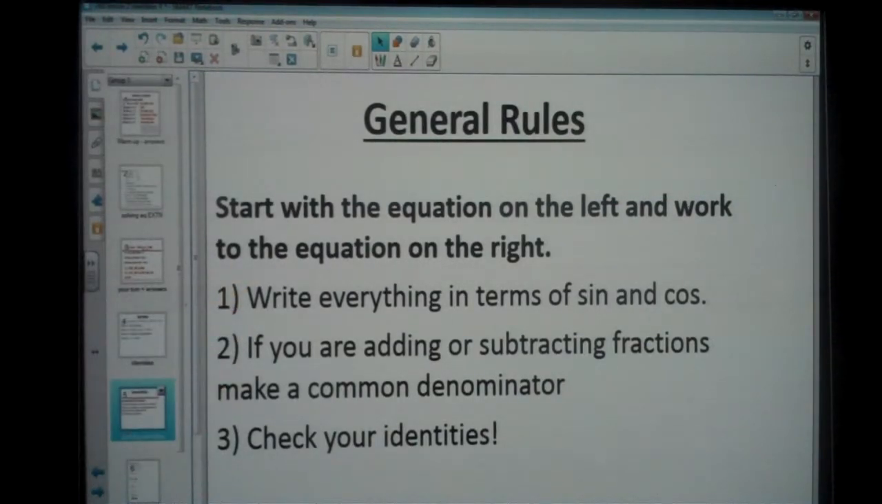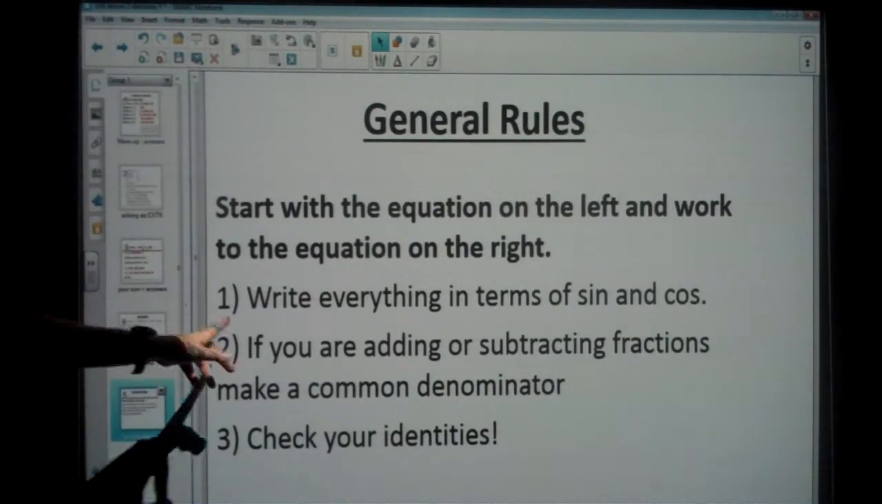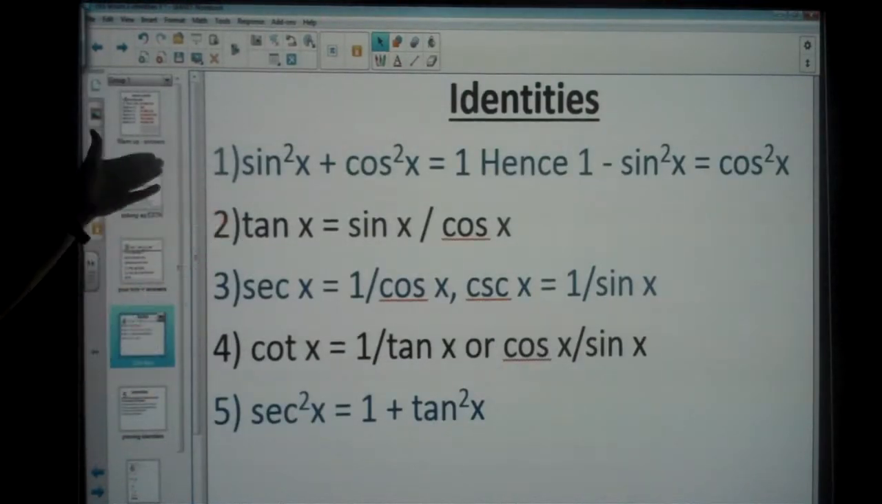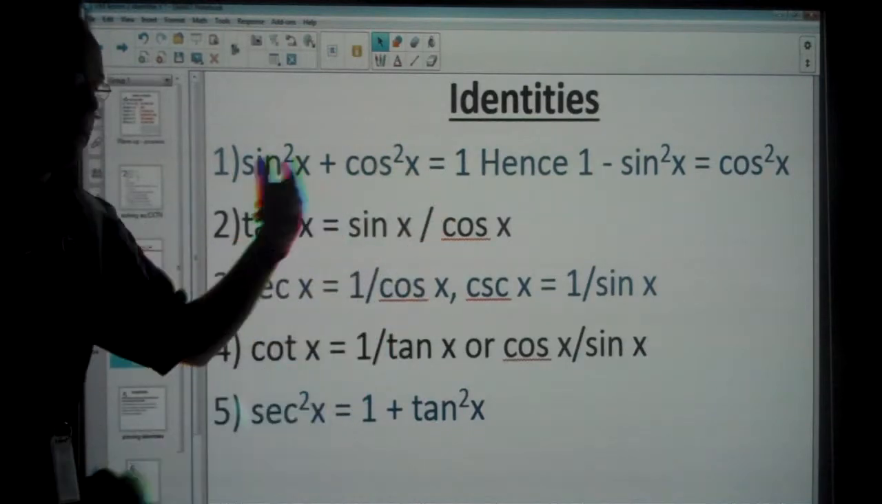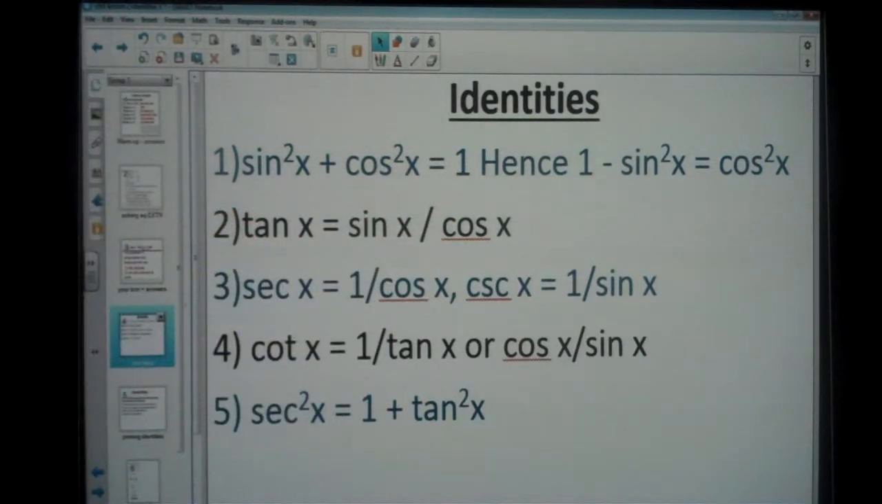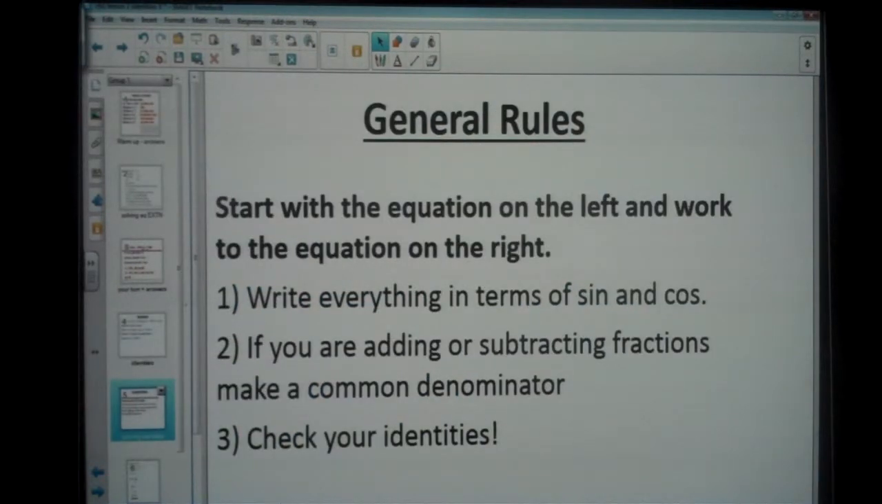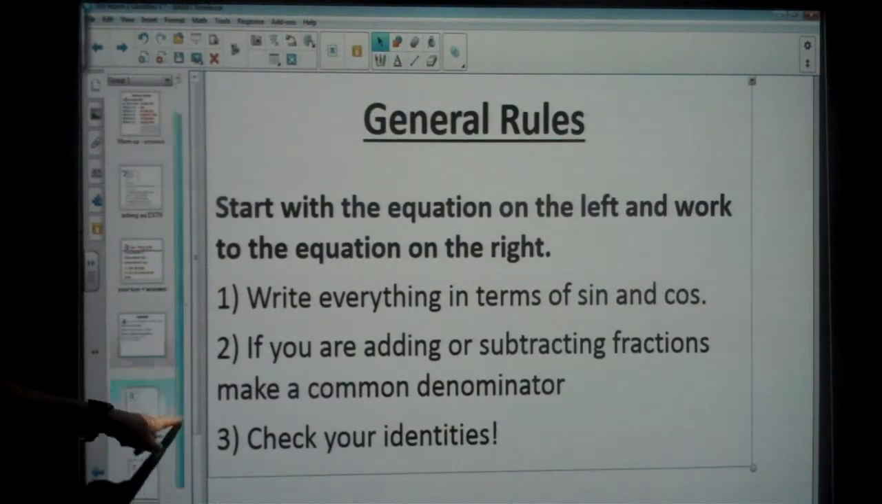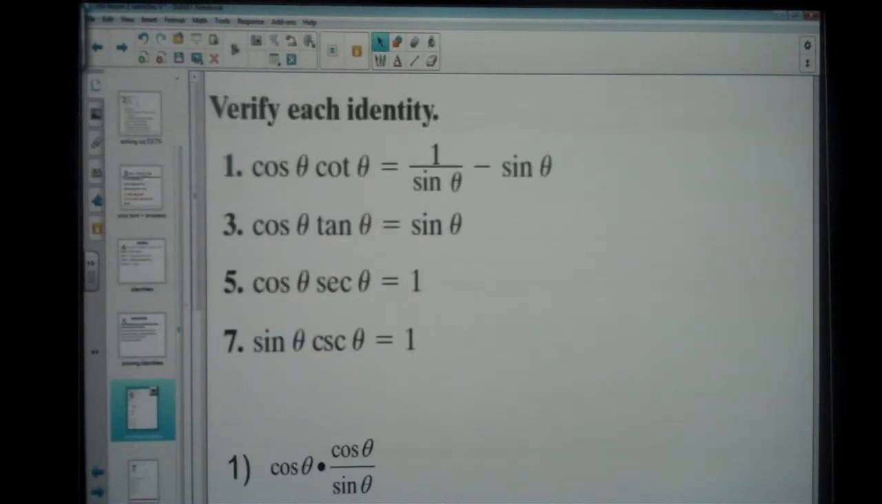If you're not sure, try and write everything in terms of sine and cosine. Then hopefully we can do some simplifying. If you are adding or subtracting fractions, make sure you have a common denominator first, so you can actually combine them into a single term. And the third thing you should always check is those identities that we just talked about. Is there one of these that we can actually use? So if we have sine over cosine, perhaps we can write it as tan. Or if we have 1 plus tan squared, perhaps we can write it as secant squared. So keep a check on those formulas, and also the ones on your formula sheet, to see if there's anything useful we can do to help.